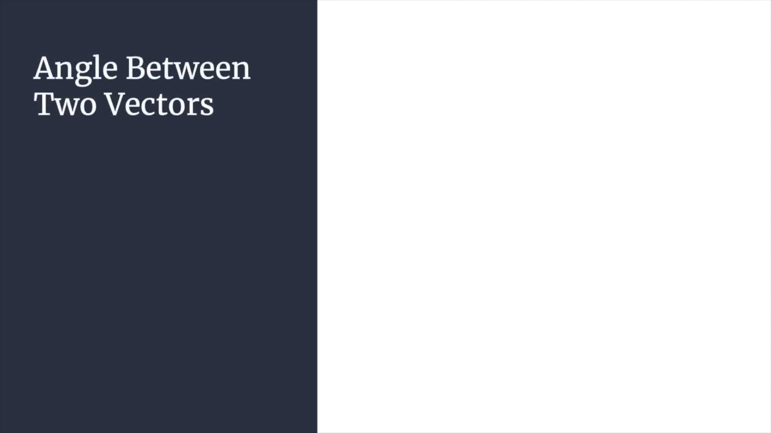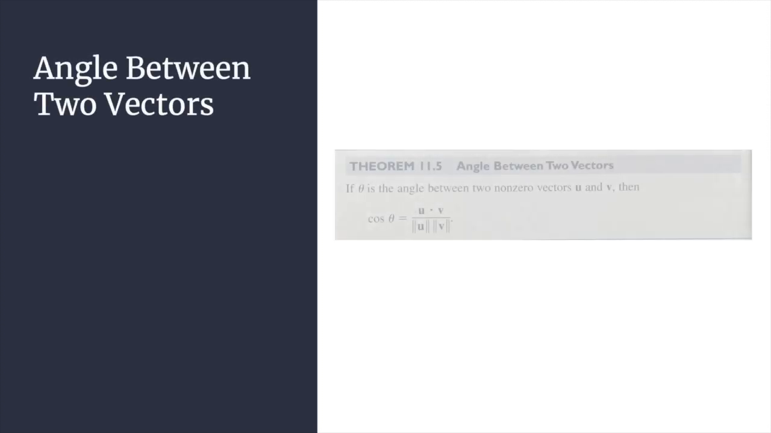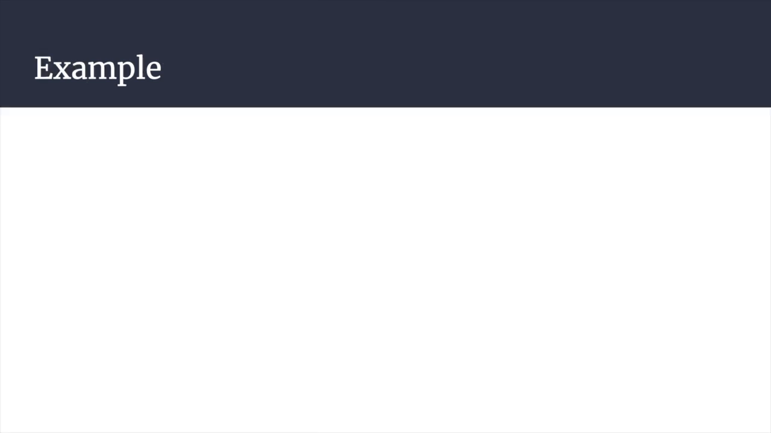Now we're going to be introducing the angle between two vectors. The angle between two non-zero vectors is the angle theta between their respective standard position vectors. So if theta is the angle between two non-zero vectors, u and v, then cosine theta would equal u dot v over the magnitude of u times the magnitude of v.